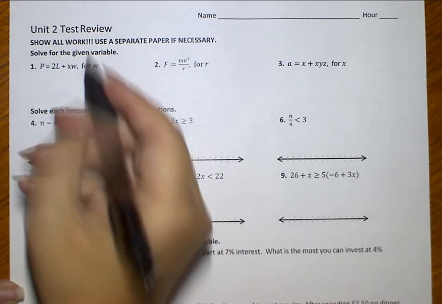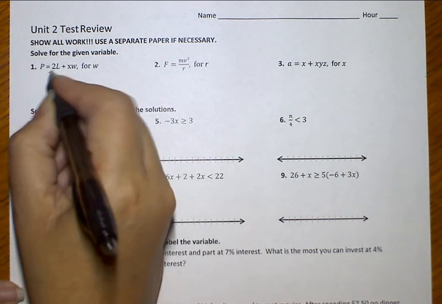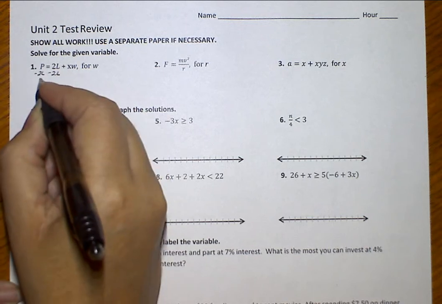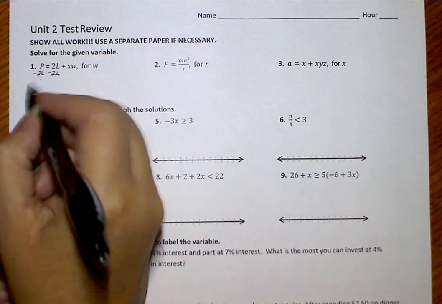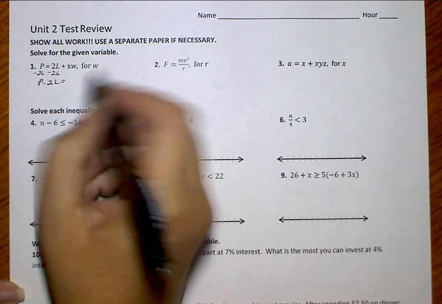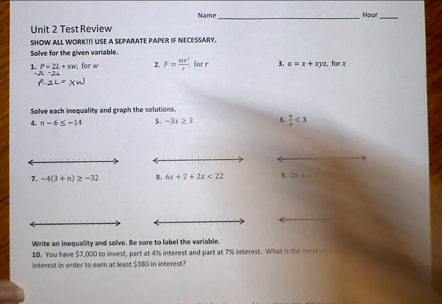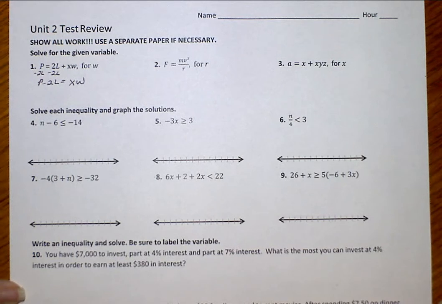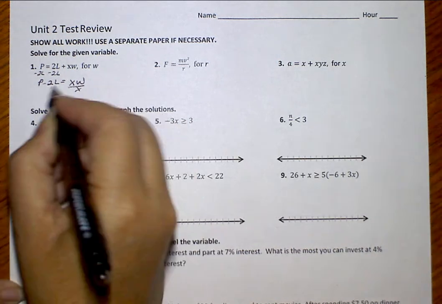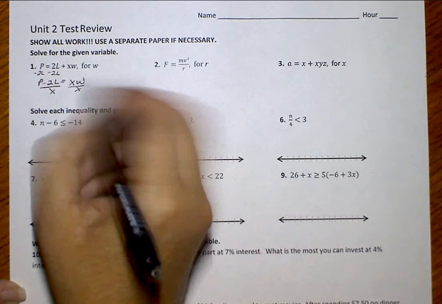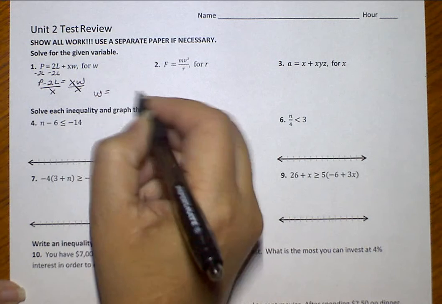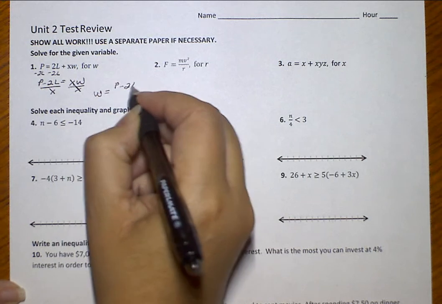I subtract it from the other side. So now I'm left with, what am I left with? P minus 2L is equal to, yes, XW. And then what do I have to do? Divide by X. X on the right hand side cancels. So I have W is equal to P minus 2L over X.